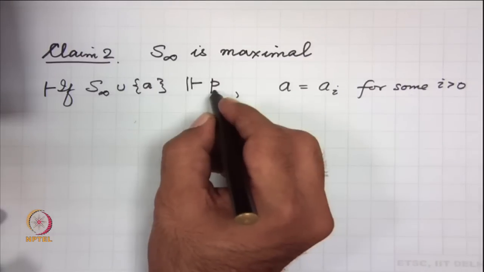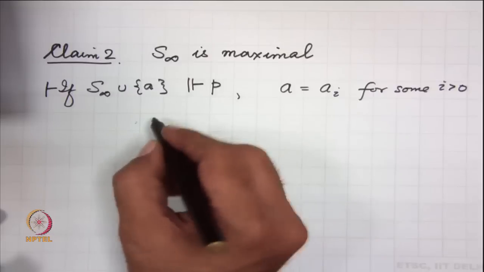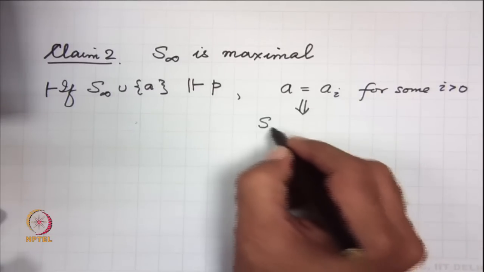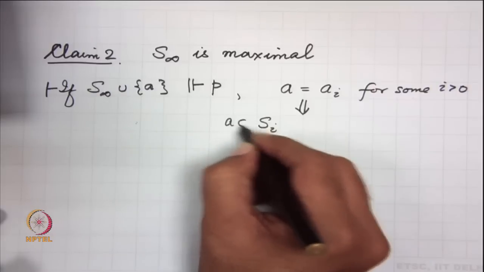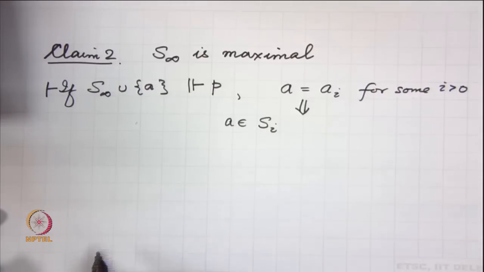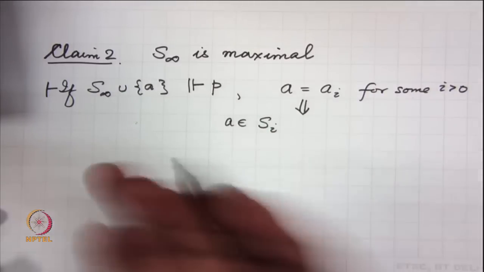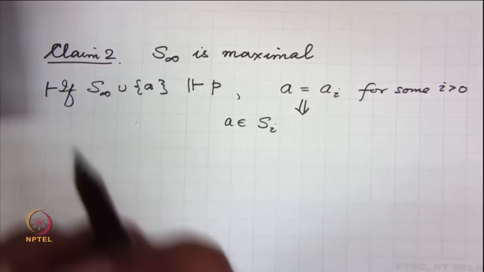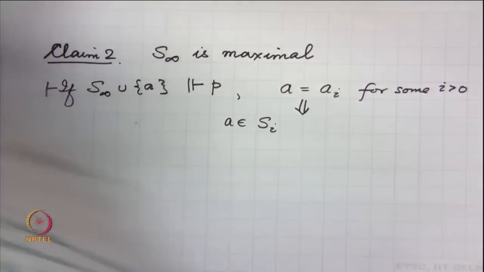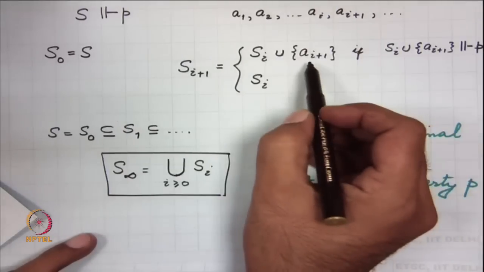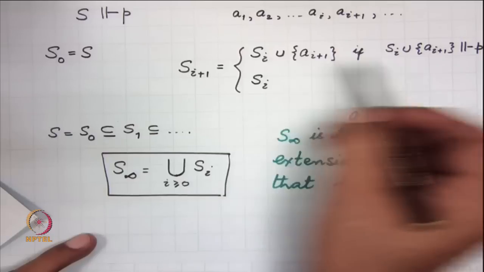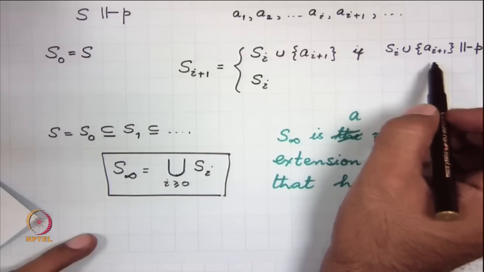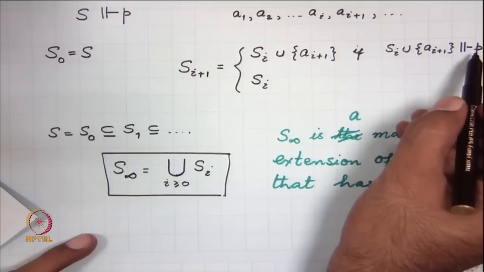Since this is a property of finite character, this implies that this A belongs to Si, because Si was constructed from S(i-1) by adding this element Ai if S(i-1) union Ai satisfies the property P.